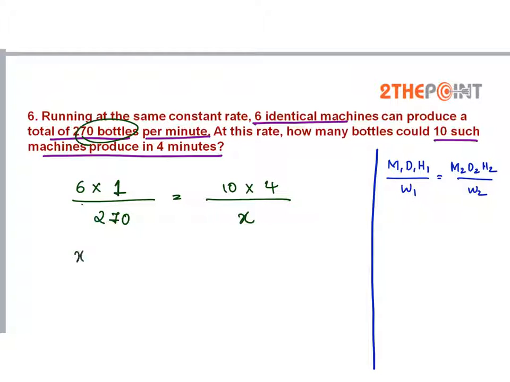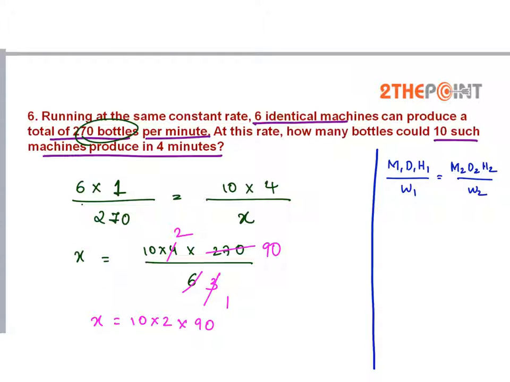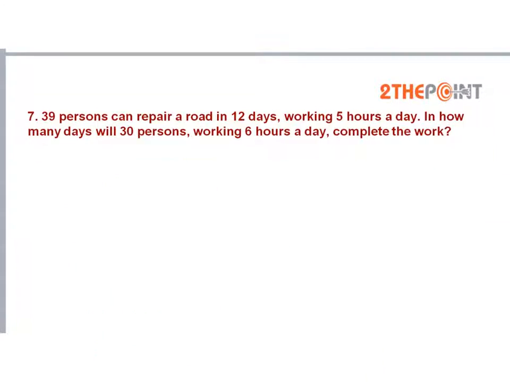Now solve for x. x equals 10 into 4 into 270 divided by 6. 2 2s are 4, 2 3s are 6, 3 1s are 3, 3 9s are 27, 0. And now x equals 10 into 2 into 90. Therefore, x equals 1800. This is the total number of bottles that 10 machines can produce in 4 minutes.